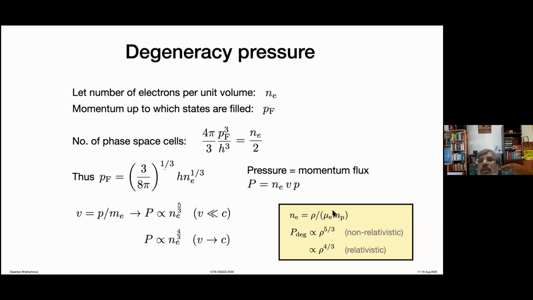So the total mass per electron is mu V times MP. So the number density of electrons is related to this quantity as the mass density divided by mu V times MP. So this relation translates the relation between pressure and electron number density to pressure and mass density. So this degeneracy pressure is proportional to mass density to the power of 5/3 for electron degeneracy pressure when electrons are non-relativistic, and is proportional to mass density to the power of 4/3 when they're relativistic.